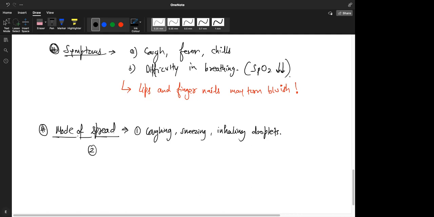Sharing substances with the infected person or coming in contact with infected persons or surfaces.